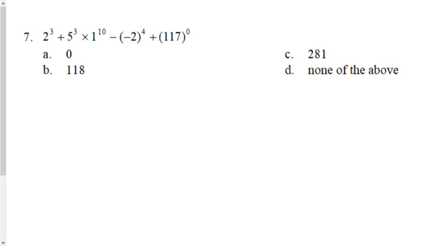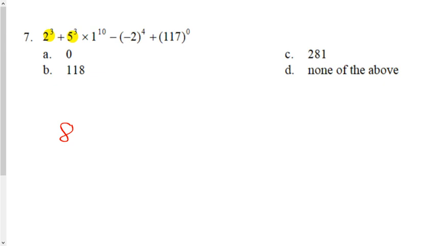Our last question is a fairly complicated looking order of operations question involving powers. But without a calculator, it's not the end of the world. Let's do this together, shall we? Let's simplify all of our exponents. So we'll start with this, 2 cubed. 2 cubed is 8.